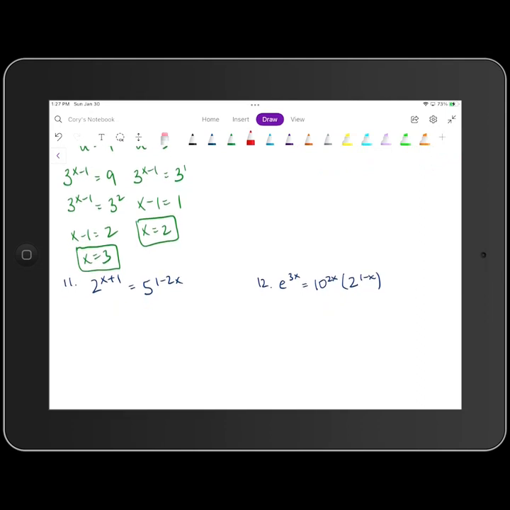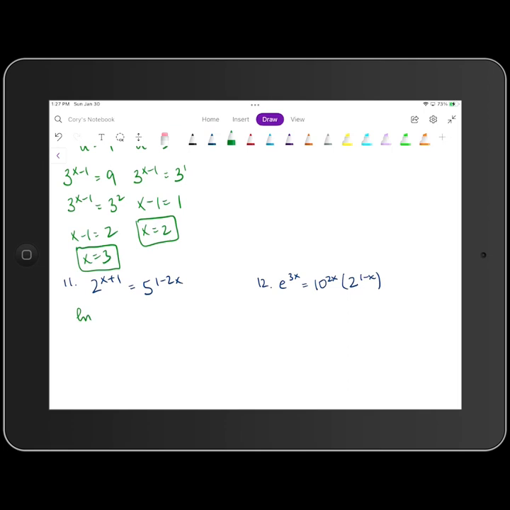Okay, so let's do some more challenging examples of these types of exponential equations. For number 11, we have 2 raised to the x plus 1 power is equal to 5 raised to the 1 minus 2x power. Again, we have the same problem that we ran into in the previous example: I can't rewrite both sides of this equation as an exponent that shares the same base. I'm not going to be able to find a base for 2 and 5 that are the same.